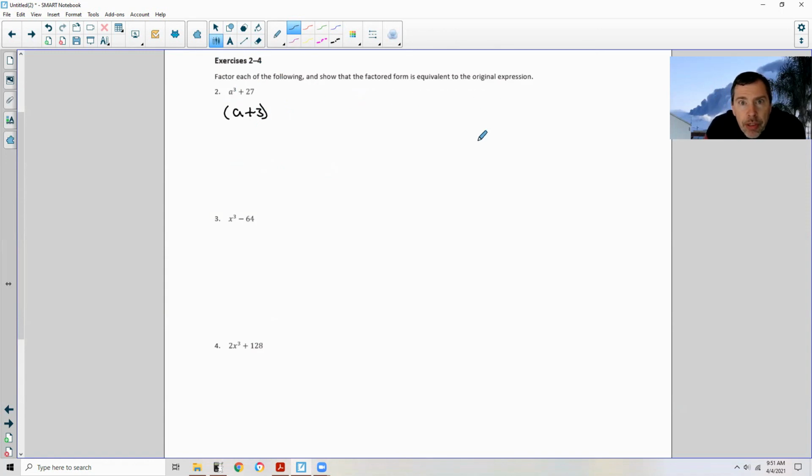If we don't remember the formula from a prior lesson, then we can do this. We can say a plus 3 and do some long division here. Okay, and then I take a cubed plus 0a squared plus 0a plus 27 and see what I get for the other factor. A squared times a is a cubed. A squared times 3 is 3a squared. Then I subtract that and I get nothing here. 0 minus 3a squared is a negative 3a squared.